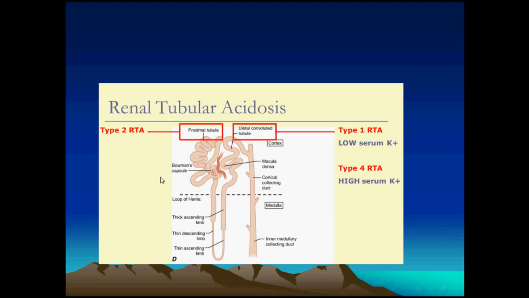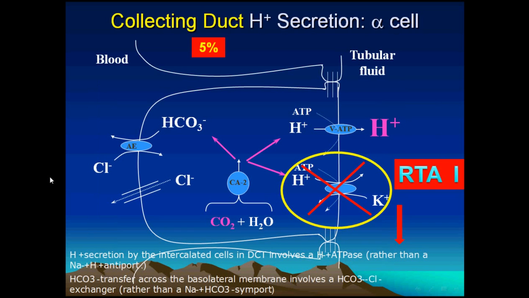Look at this. In renal tubular acidosis, we have two main types. First, renal tubular acidosis type 1, which is a distal convoluted tubule problem, and type 2, which is a proximal convoluted tubule problem. When you look at type 1 renal tubular acidosis, which is the distal type, there is a problem in the hydrogen potassium exchange pump. This does not function well.